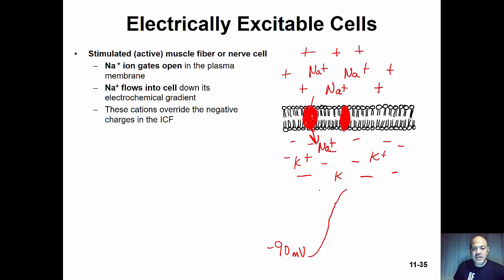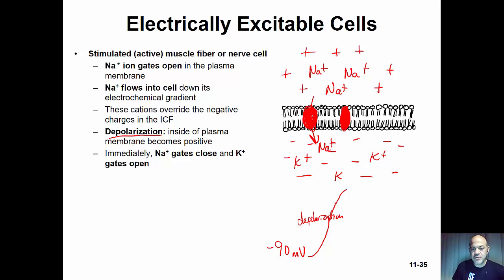This process is going to be called depolarization. So there's the term right there: depolarization of the inside of the membrane. The membrane is going to be depolarized because the inside becomes more positive now.